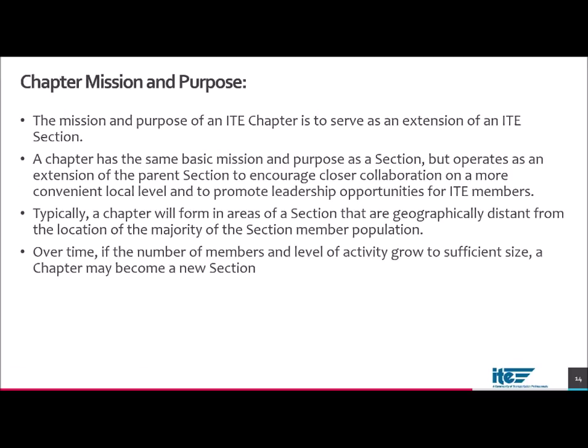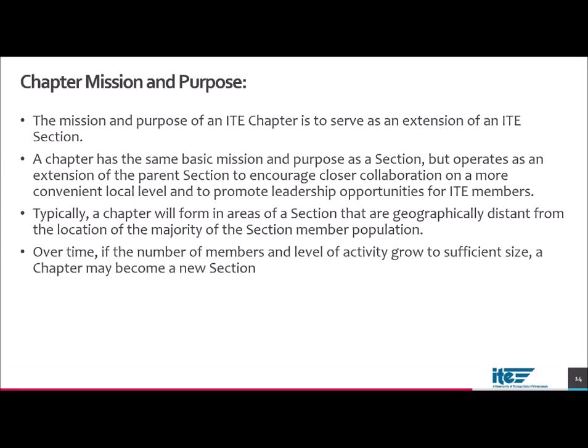So then the last one is the chapter, and the mission and purpose of the chapter is to serve as an extension of an ITE section. So this chapter is really an outpost of a section. As I mentioned earlier, we have sections and chapters right now that pretty much operate similarly. The hierarchy should be that a chapter serves as that outpost. So it's an extension of the parent that allows closer collaboration on a more convenient local level, so that a group of members in a maybe geographically distant location from the majority of section members, who want to get together and meet periodically and organize some local activities, could do that as a chapter.